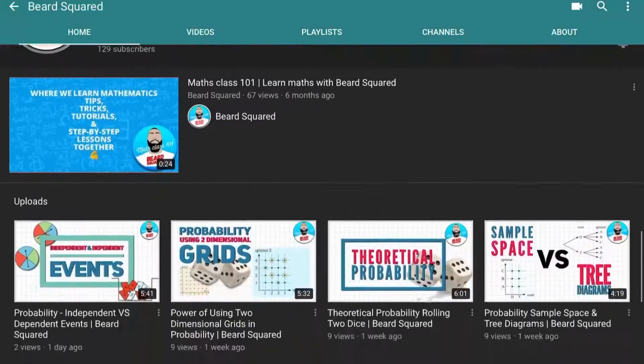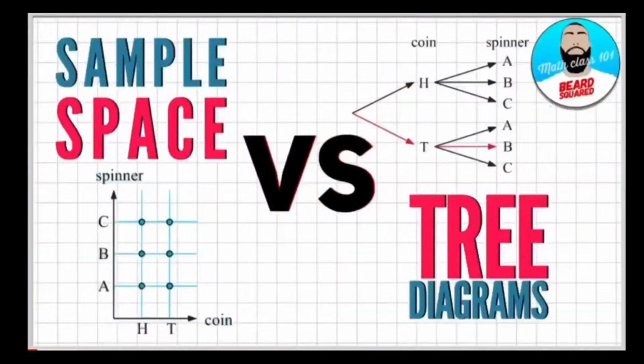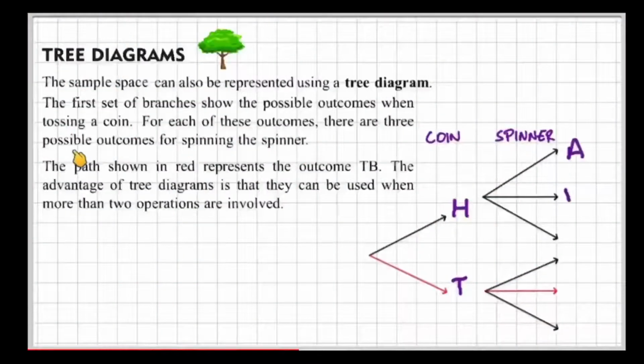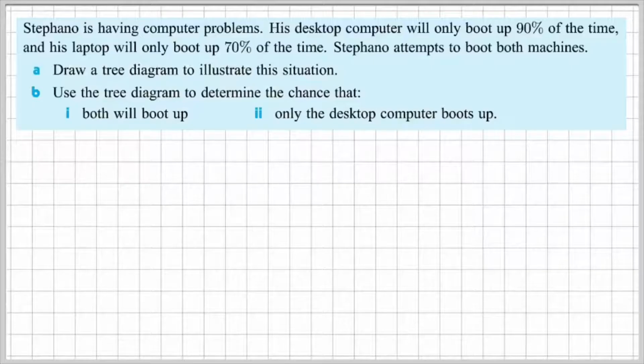So in one of my previous videos, you have seen that tree diagrams can be used to illustrate sample space and determine probabilities. Consider the following problem. Stefano is having computer problems. His desktop computer would only boot up 90% of the time, and his laptop will only boot up 70% of the time. Stefano attempts to boot both machines. Part A. Draw a tree diagram to illustrate this situation.